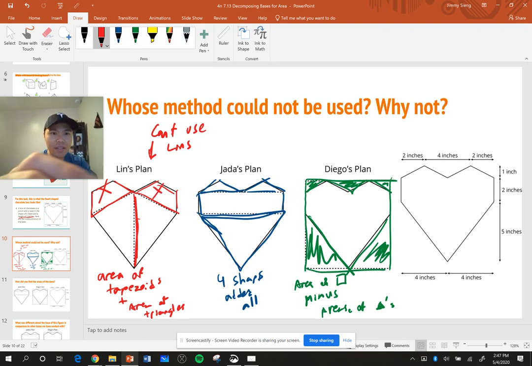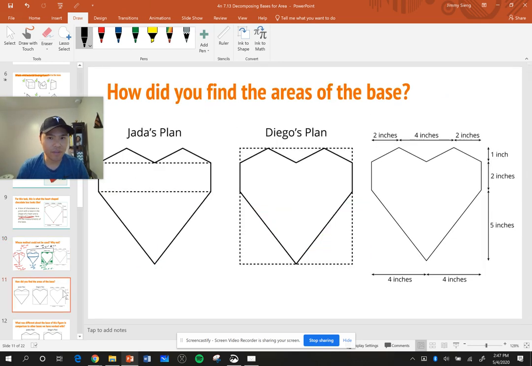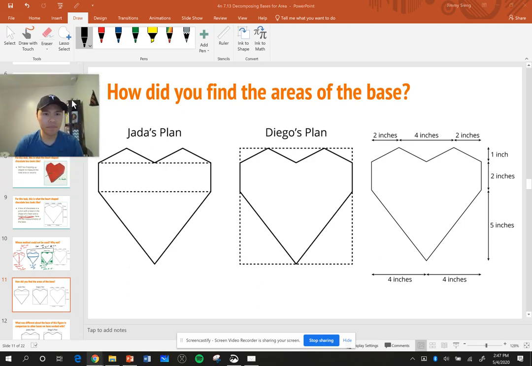But we can use these, all right? Because we do know the area of a triangle. The area of a triangle is equal to 1/2 base times height. And the area of a rectangle is equal to base times height, right? So we're going to start using Jada's and Diego's plan, okay? So if we're trying to find the area of the base, let's start with Jada.